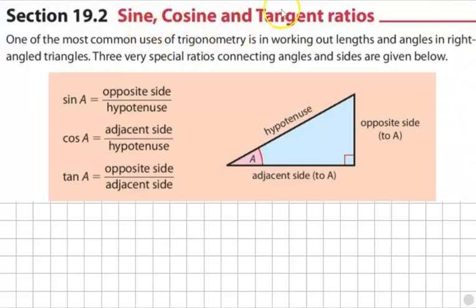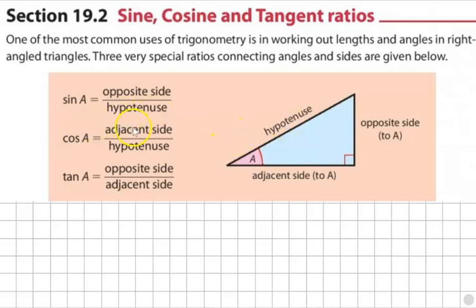So sine, cosine, and tangent ratios. One of the most common uses of trigonometry is working out lengths and angles in right angle triangles. Three very special ratios connecting angles and sides are given below. So sine A is equal to opposite side divided by hypotenuse. So if this is angle A, then the opposite side is always going to be opposite to the angle, and the hypotenuse is always going to be the longest side.